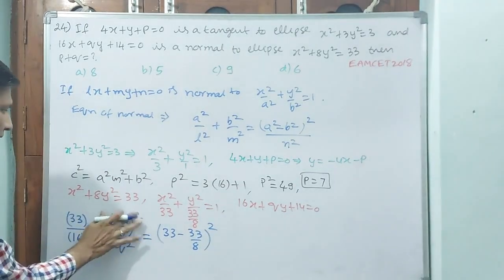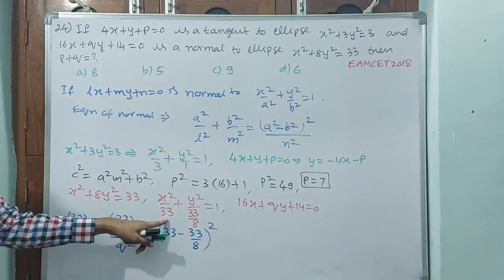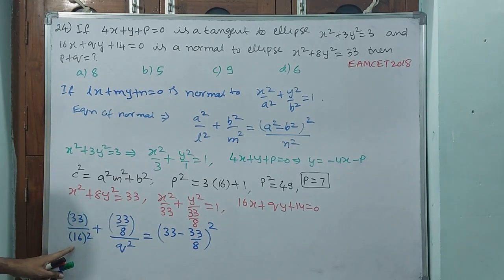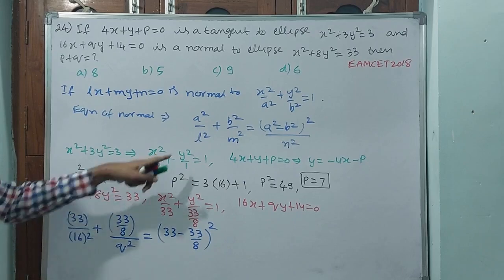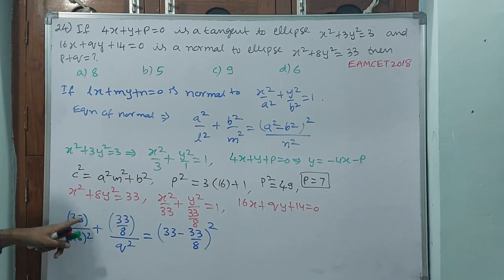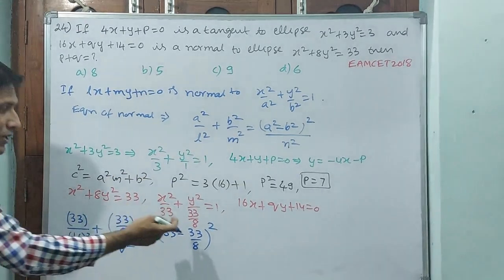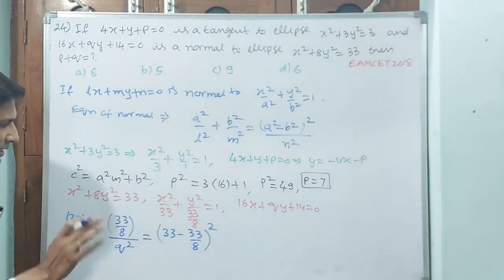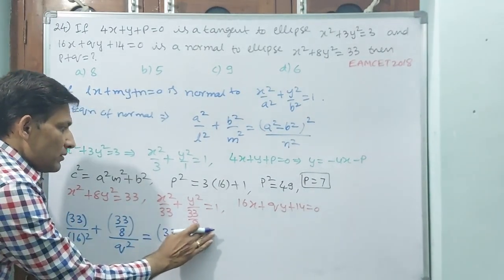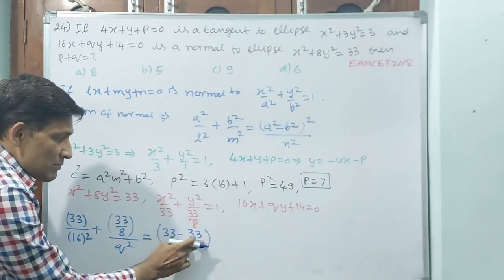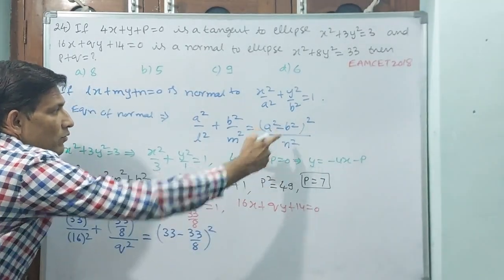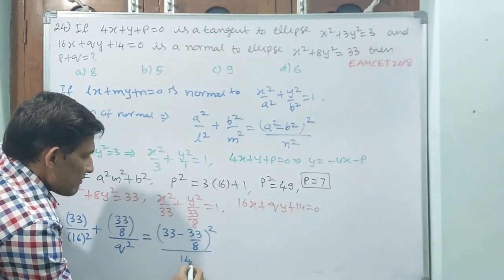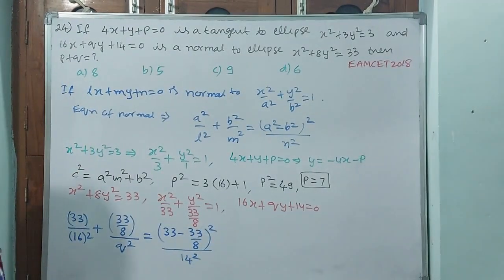We have forgotten: x square by a square, a square is this one. But b square you have to make, L square you have to make a square. Why? Because this is l only, but this is a square. I have forgotten, this is b square. B square is 33 by 8 only. You need a square again. Here also you have a square minus b square whole square divided by n square. What is n? 14. 14 square. Now you have to solve this.